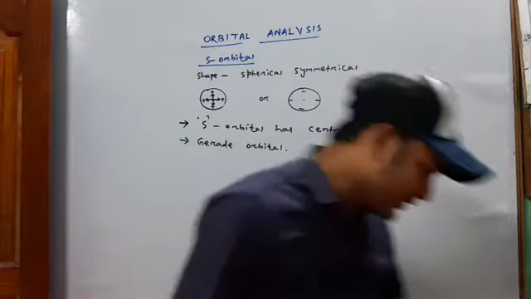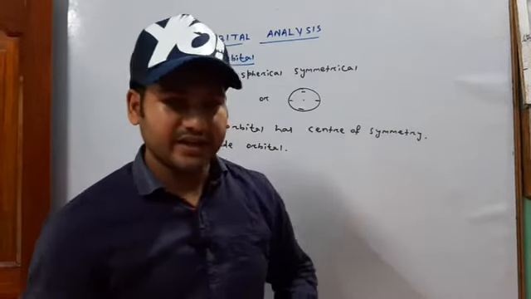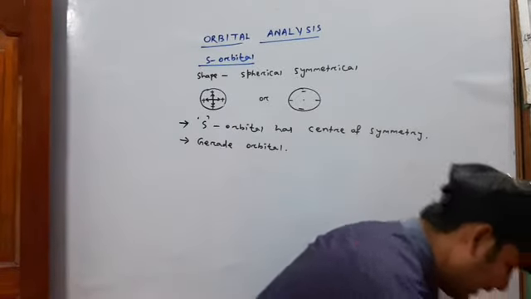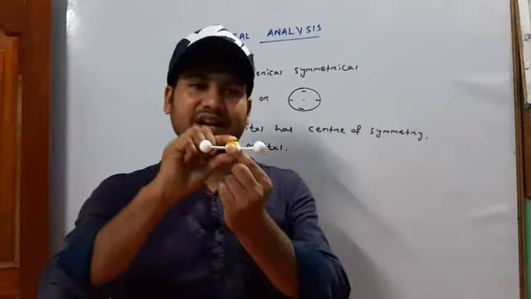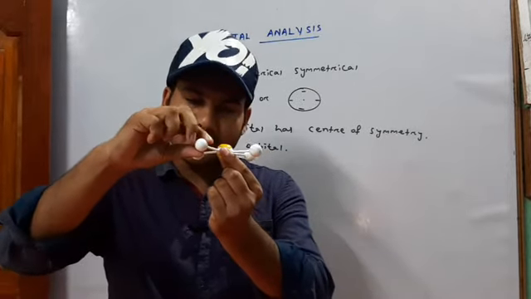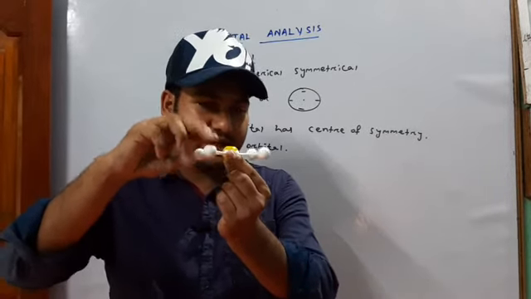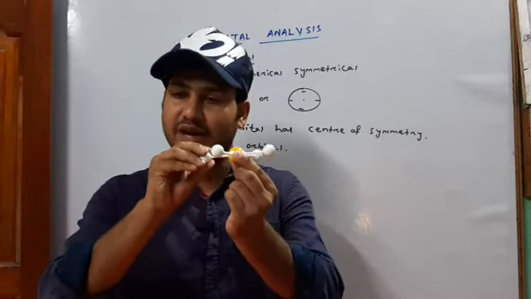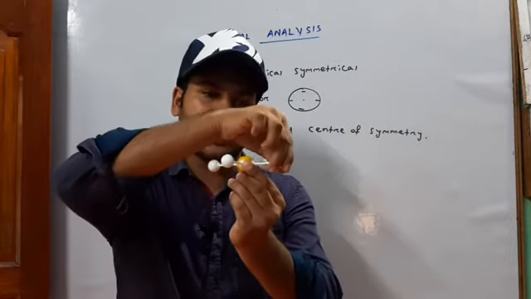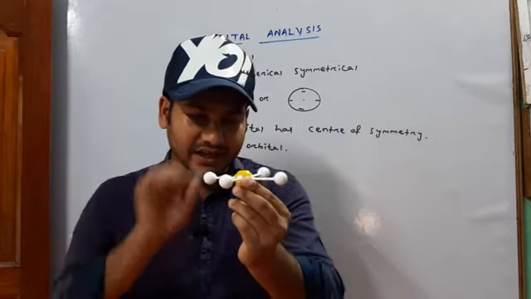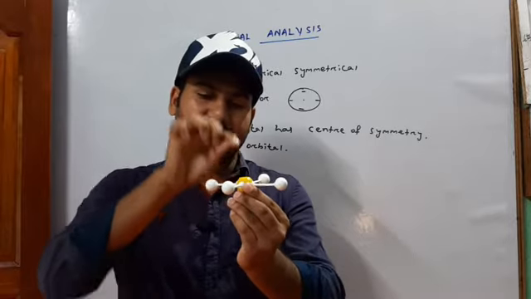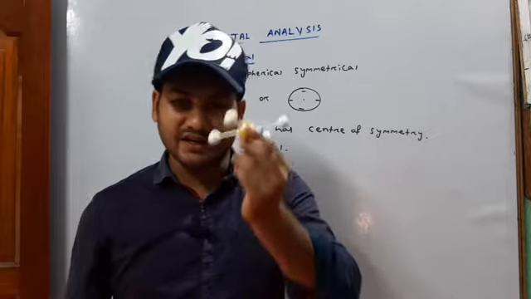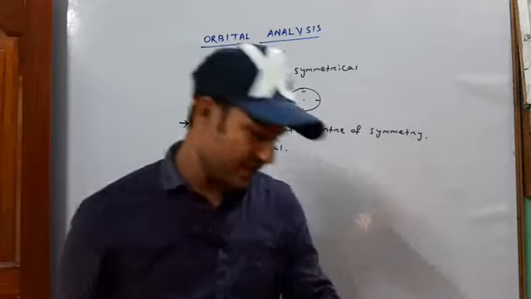Now focus on what a center of symmetry is. Consider a model. In this model, it is the center atom or central atom. When we move upward, we get a white atom. In the opposite direction also we get a white atom. In another direction we get a white atom, and in its opposite direction we also get a white atom. Then we can say that the compound has a center of symmetry.